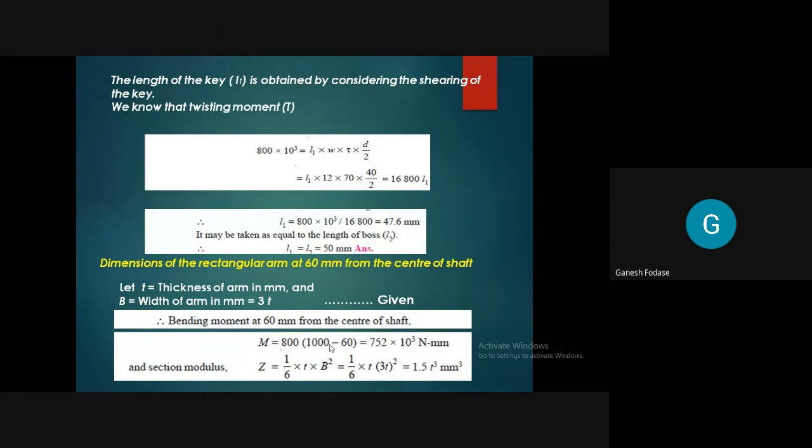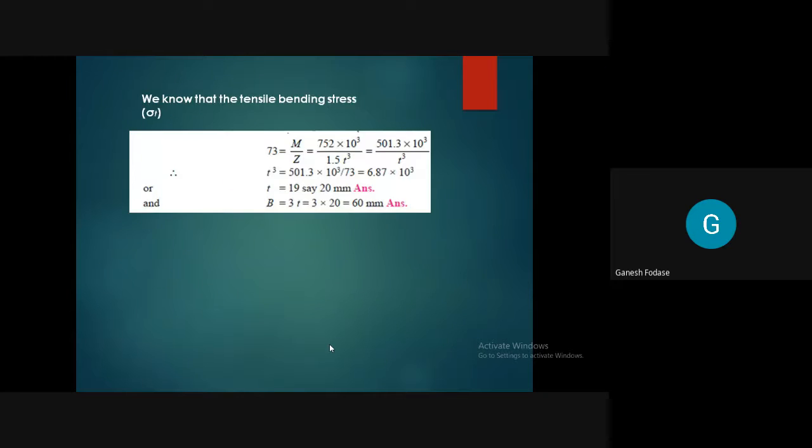So we got M, the bending moment, and the section modulus. Next we find the bending stress: sigma T is equal to M by Z. Sigma T is known, M is known, Z is known but in terms of T. From this we get the value of T, which is approximately 19 to 20 mm. Once you get T, you can find B, and B is 3 times T. I think it's very easy to find the dimension of the arm. We consider the bending moment at that section, then find the section modulus, use the bending stress formula to get T, and from T you can find B. I hope it is clear to all. Just note this down.